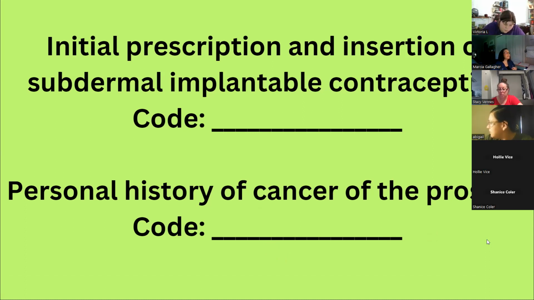All right, so personal history of cancer of the prostate. When you read a scenario and you see history of, you're automatically going to know you're going to Z codes, right? If you see screening, you know you're going to be going to Z codes.